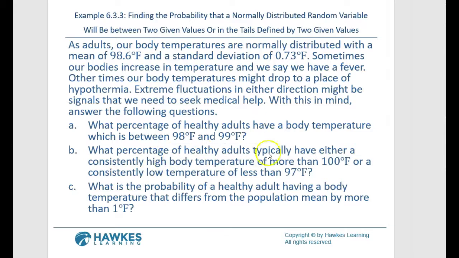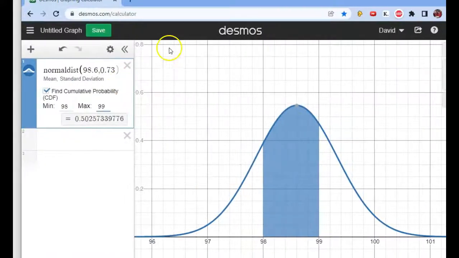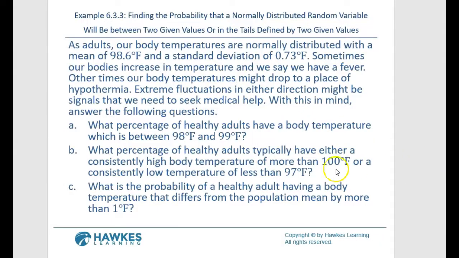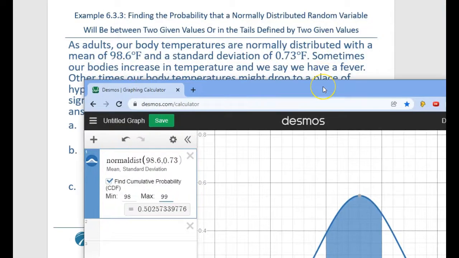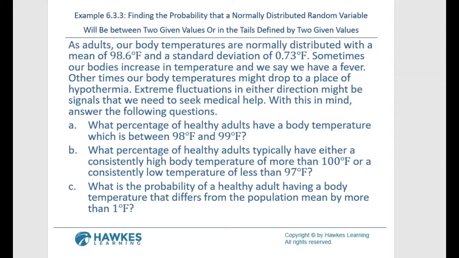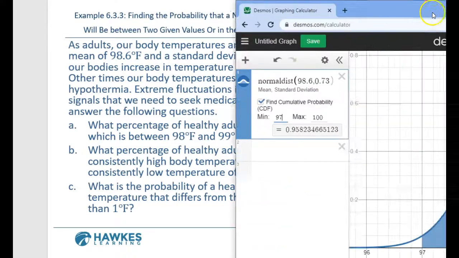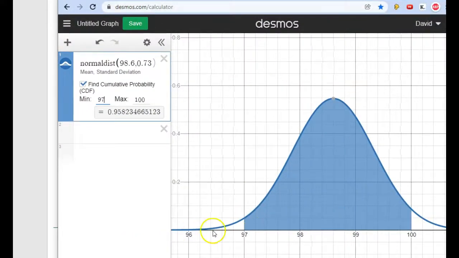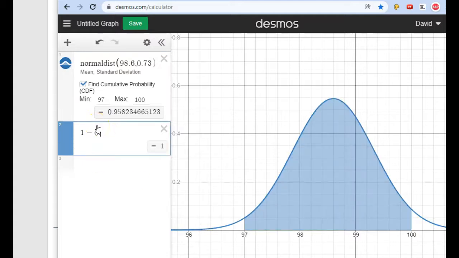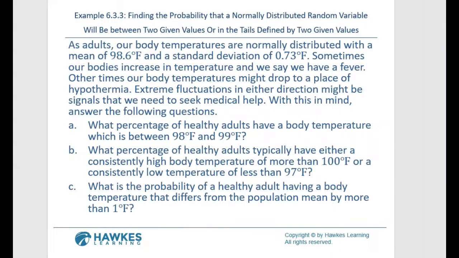All right, what percentage of healthy adults have a body temperature more than 100 or less than 97? So this is one of those, like from the last section, where we're going above the max and below the min, or above the upper number and below the lower number. So I'm going to change the upper number to 100. I'm going to change the lower number to 97. And this is the value between the two, but we were asked below 97 and above 100. So I have to subtract that value from 1.